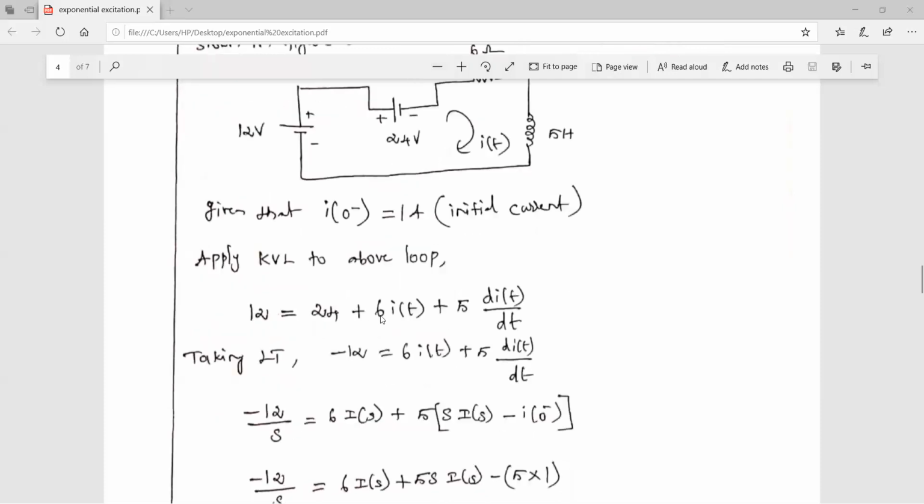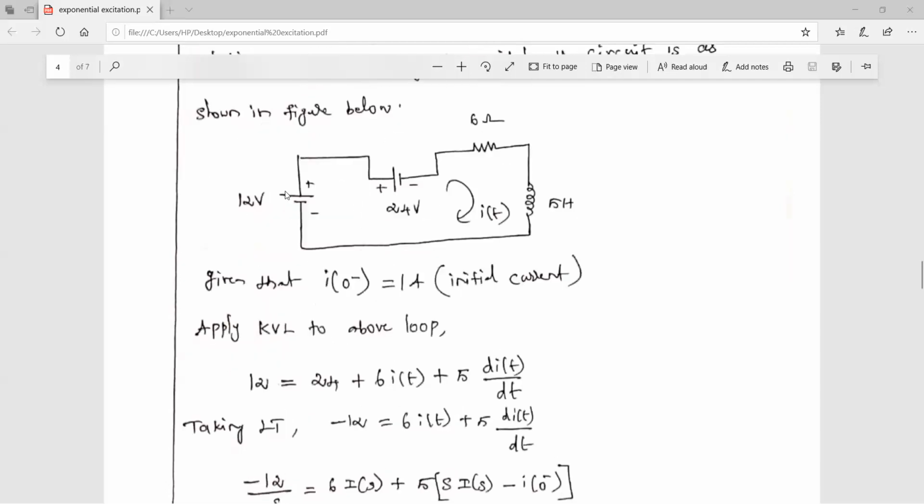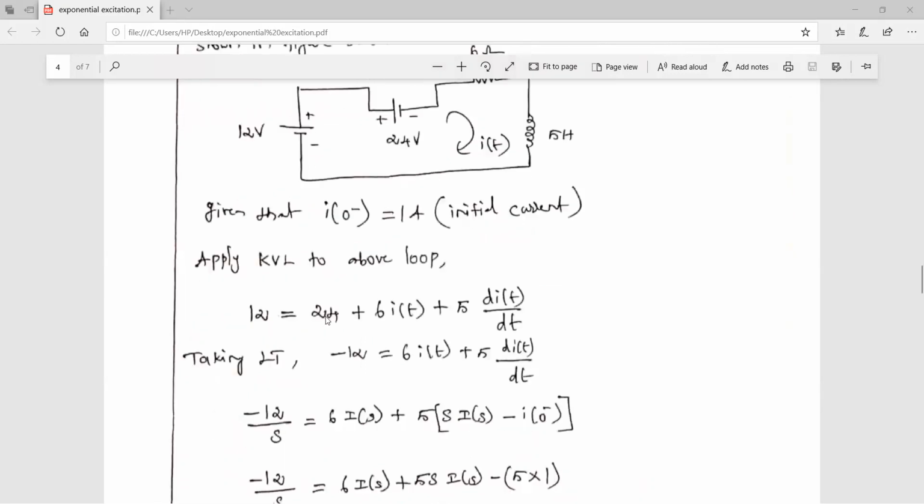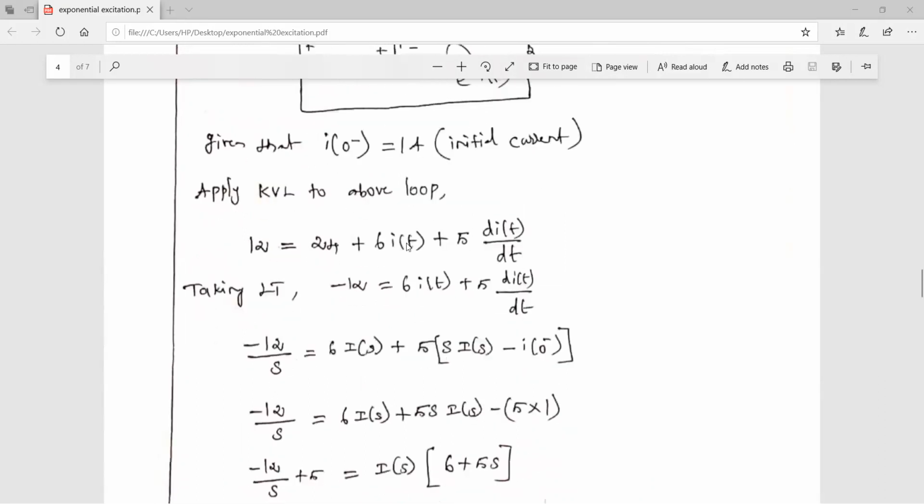The mistake you might make here is writing 12 plus 24, and then the whole problem goes wrong. Since this battery is minus to plus, minus to plus means voltage rise. When we come here, it is plus to minus, which means higher potential to lower potential. This is the voltage drop. So you have to write the voltage drop on the right side, or otherwise write 12 minus 24. That is the most important thing, and the remaining is as usual.